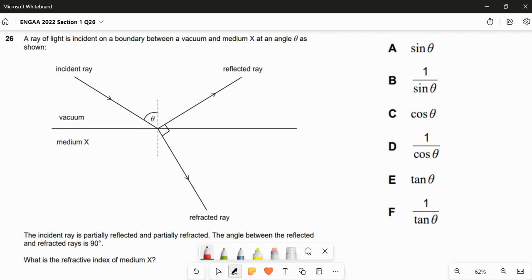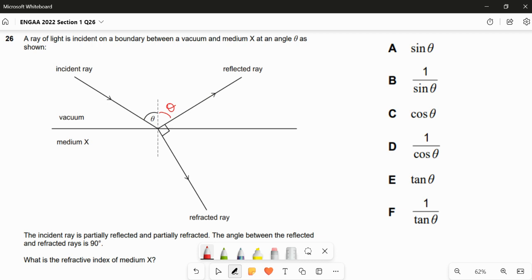A ray of light is incident on a boundary between a vacuum and medium X at an angle theta, as shown. The incident ray is partially reflected and partially refracted. So note this reflection angle will also be theta. The angle between the reflected and refracted rays is 90 degrees. What is the refractive index of the medium X?